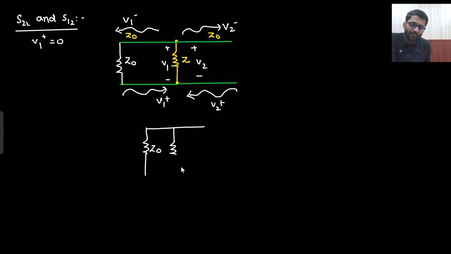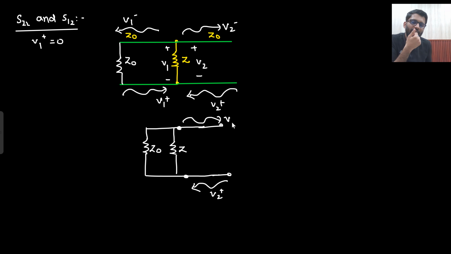This is your Z. This is your transmission line. On this transmission line, what you are having? V2 plus is incident and V2 minus is reflected. This is your V2 and this is your V1. Is that clear to you?